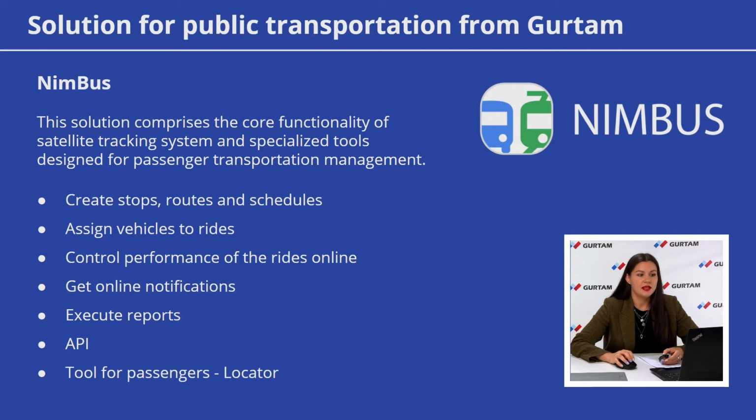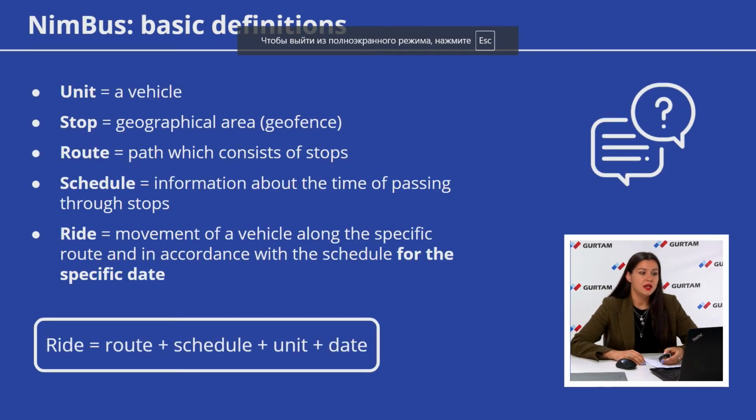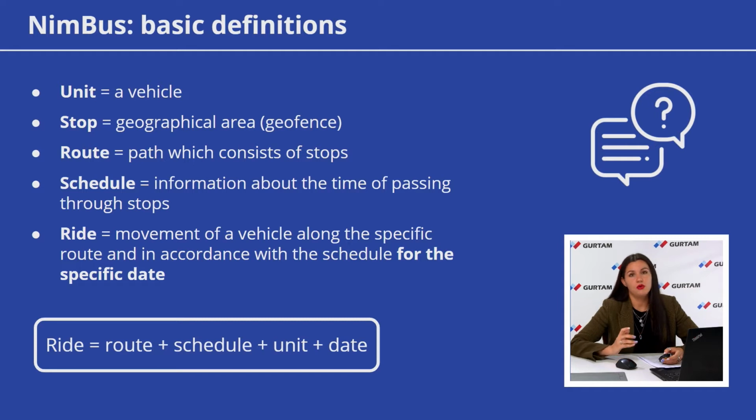First of all, I'd like to tell you a bit more about the basic definitions used in the application. So, the basic elements of the system are the following: units, stops, routes, schedules, and rides. To master the use cases, it is important to understand the flow of element creation. So first you create stops, then based on them you create routes. For each route you create schedules that are basically templates or a plan for every day.